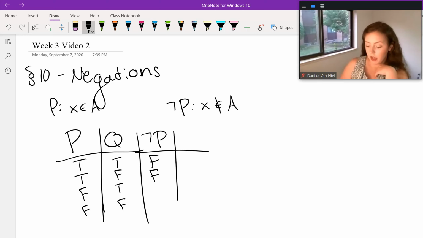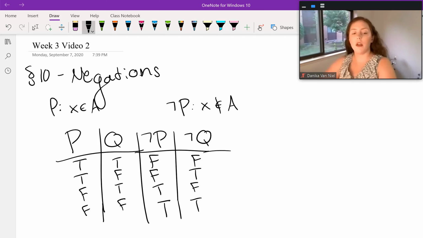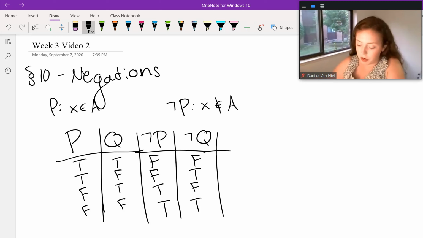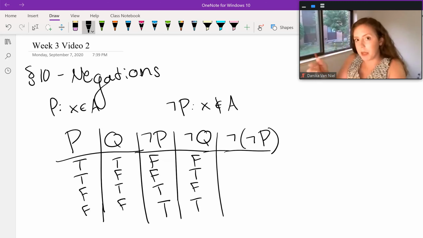So then we have false, false. And then similarly, if P is false, then not P is going to be true. Okay? And so then not Q is going to be the same deal, where you just take whatever's going on in Q and you just flip-flop it. How about not not P? So let me write what I'm talking about. So we're negating not P, or we're negating the negation of P.